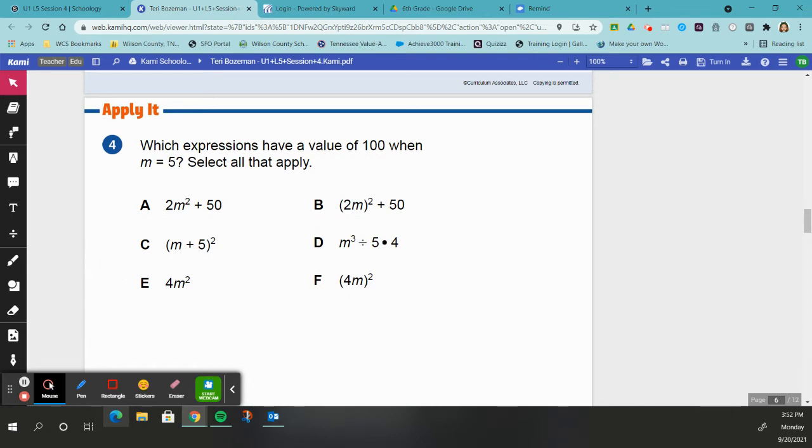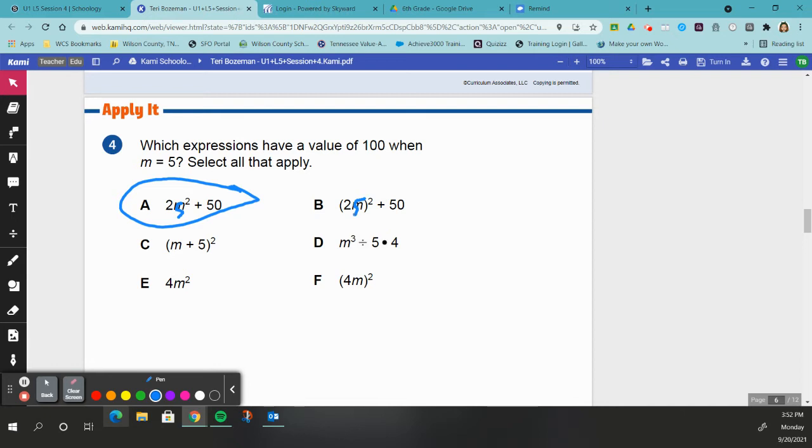Next we have number 4. And in number 4, you're just going to plug in a 5 anywhere you see M, and then figure out if that expression would equal 100. So 5 squared would be 5 times 5, so that's 25. 25 times 2 is 50. 50 plus 50 is 100. For B, if I plug in a 5, 2 times 5 is 10. 10 squared would be 100, plus 50 would be 150. That would not be equal.